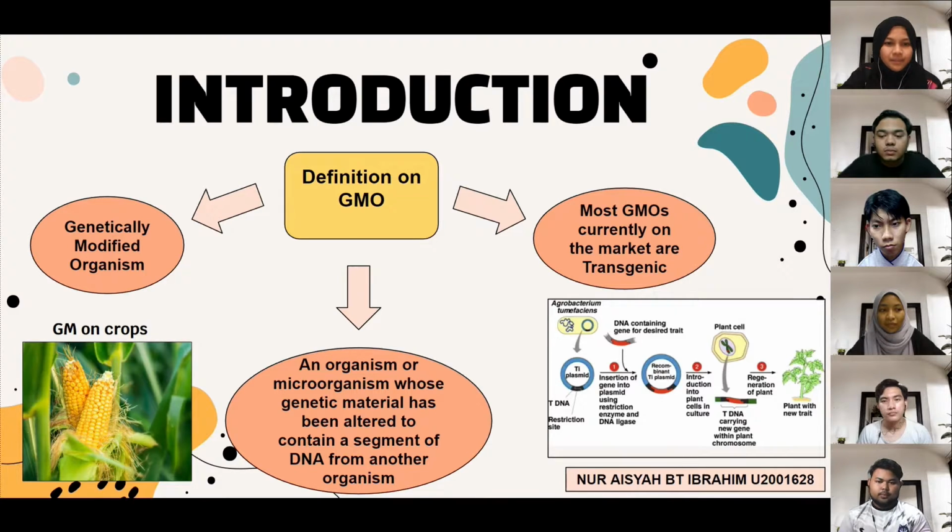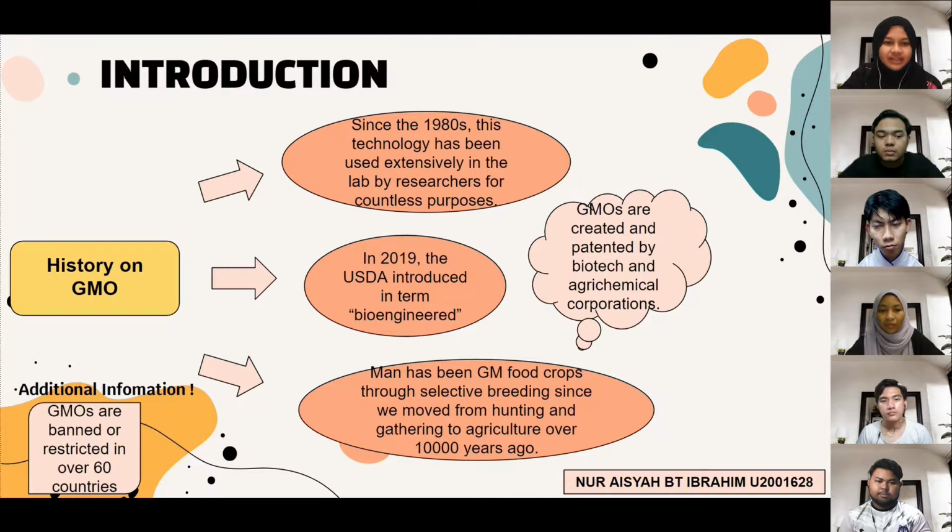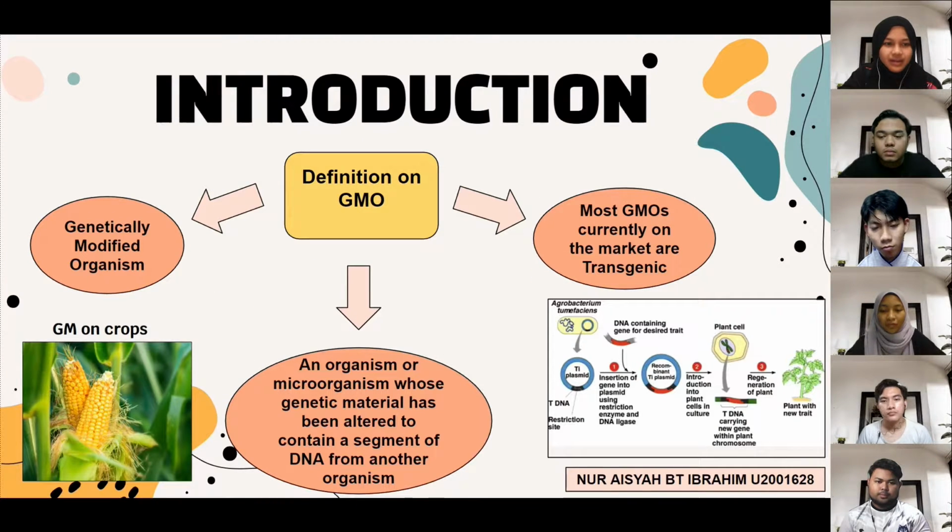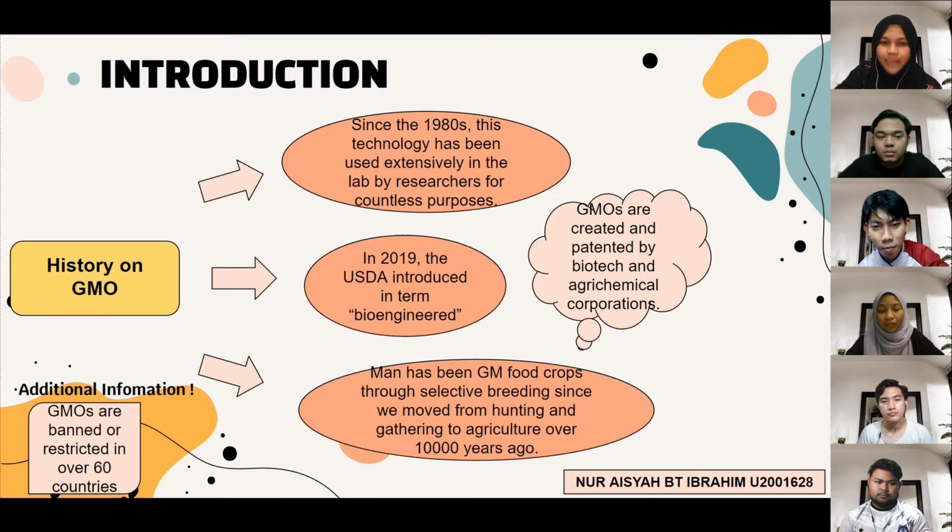In addition, most GMOs currently on the market are transgenic. This little picture shows an example of a transgenic plant using Agrobacterium to produce a plant with new traits. Next, I would like to proceed to the history of GMOs.